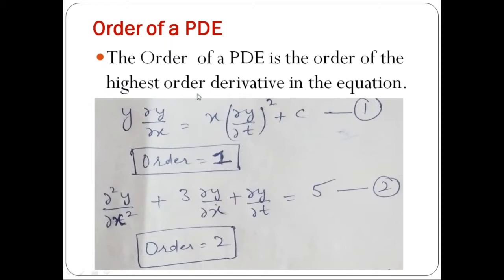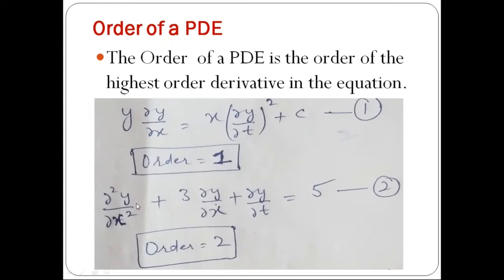Highest order derivative means, I'm just taking an example here, y ∂y/∂x = x (∂y/∂t)² + c. This is any equation. Here we are differentiating y with respect to x and with respect to t. In this equation, y is a function of x and t. Now this is a PDE because it contains partial derivatives. What is the order of this equation? How many derivatives do we need to write this equation? Only one derivative, it may be with respect to x, it may be with respect to t. Means, for writing this equation, we just need the first order derivative. So, the order is 1. In this equation, the highest order derivative is 1.